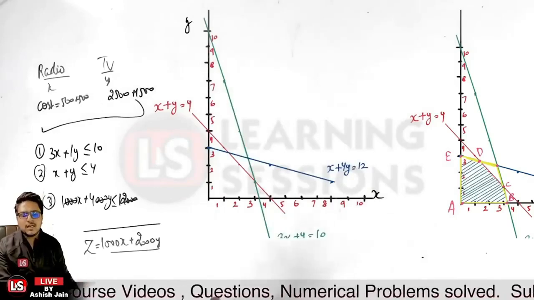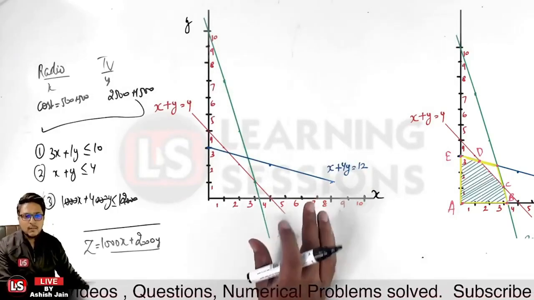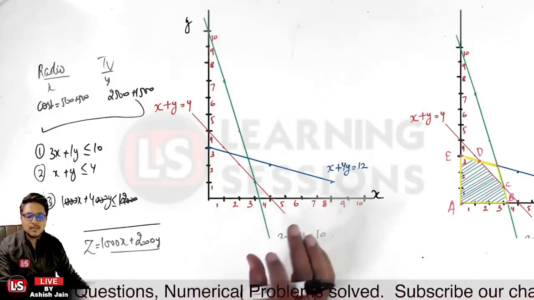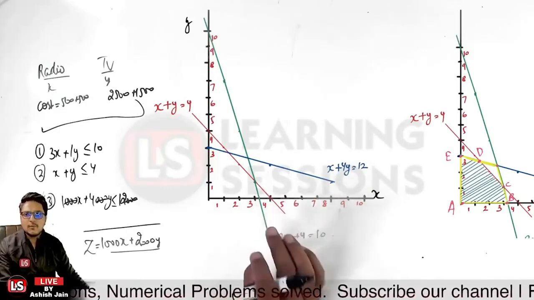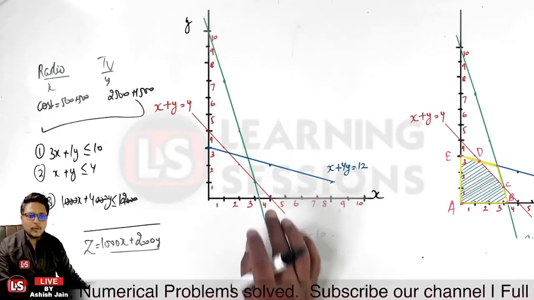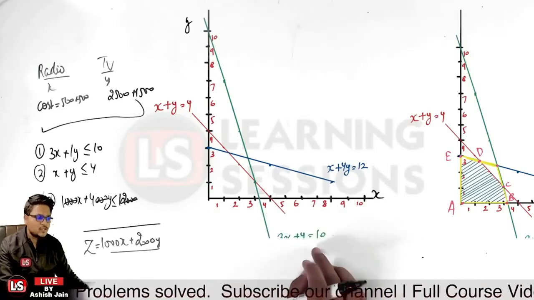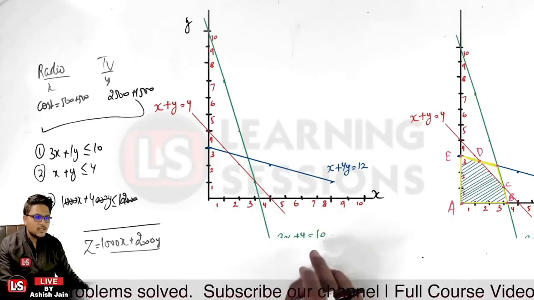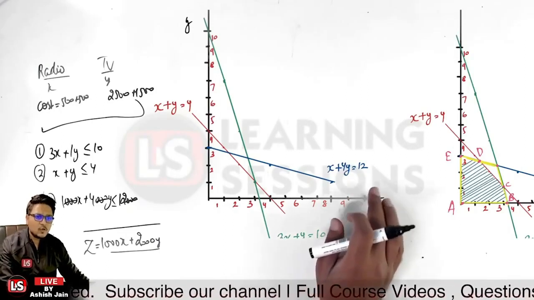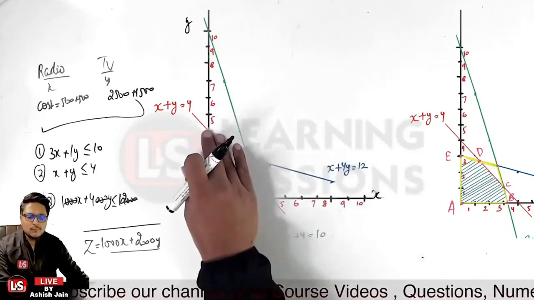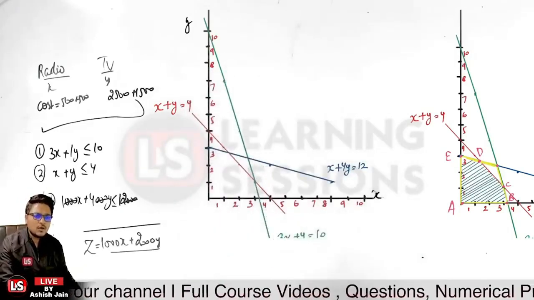That is just for information and for your knowledge only, because such type of questions will not be asked, but it is very much necessary from the concept point of view. So over here we drew the different graph lines: 3x plus 4y is equal to 10, and further x plus 4y is equal to 12, x plus y is equal to 4, and further we drew all these different lines.